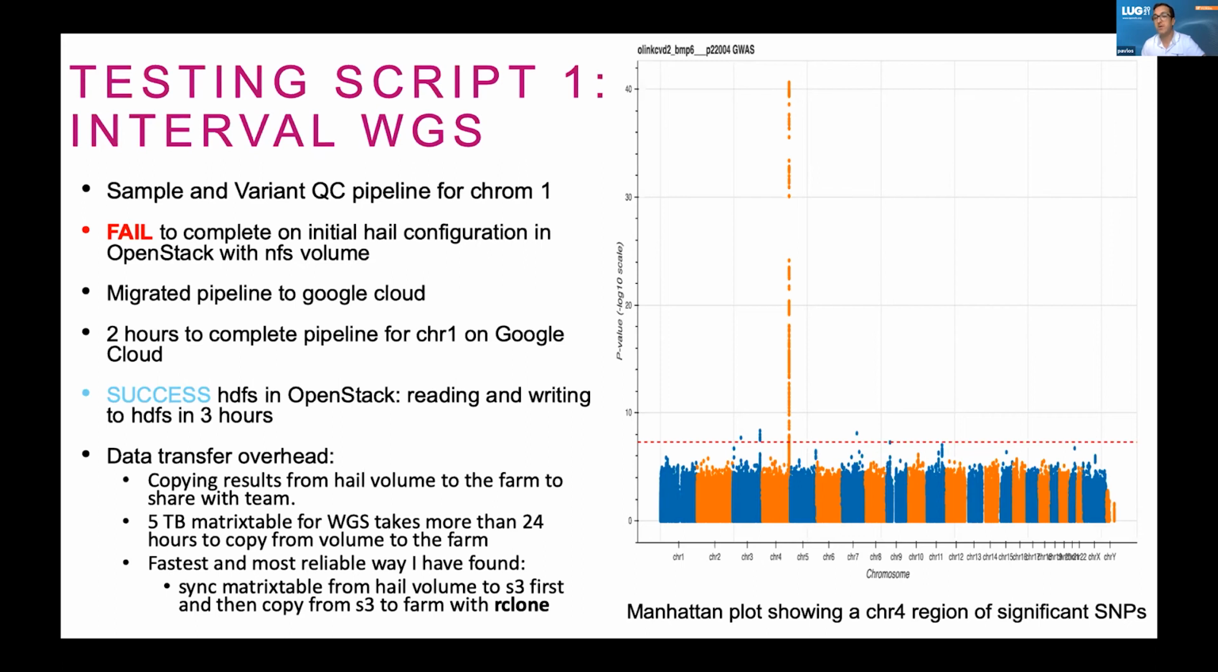As I mentioned before, in both these steps, there was a data transfer overhead. Copying the results from my Hail volume to the farm to share with the team was very time consuming. As an example, the whole genome sequencing matrix table, which is a 5 terabyte file, takes more than 24 hours to copy from the volume to the farm. And as I said, the fastest and most reliable way I found was to copy using S3: copy first to S3 and then copy back to the farm from S3.